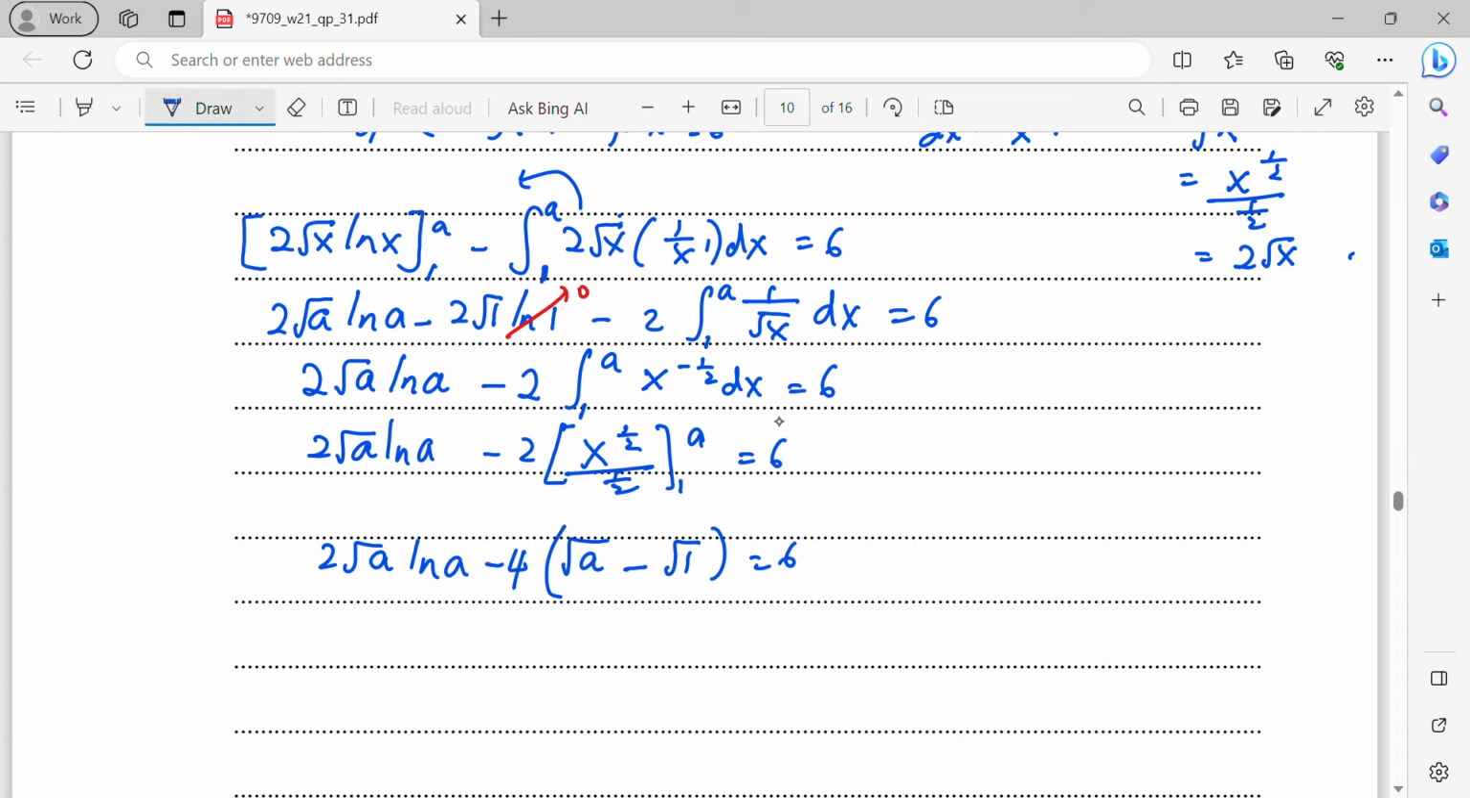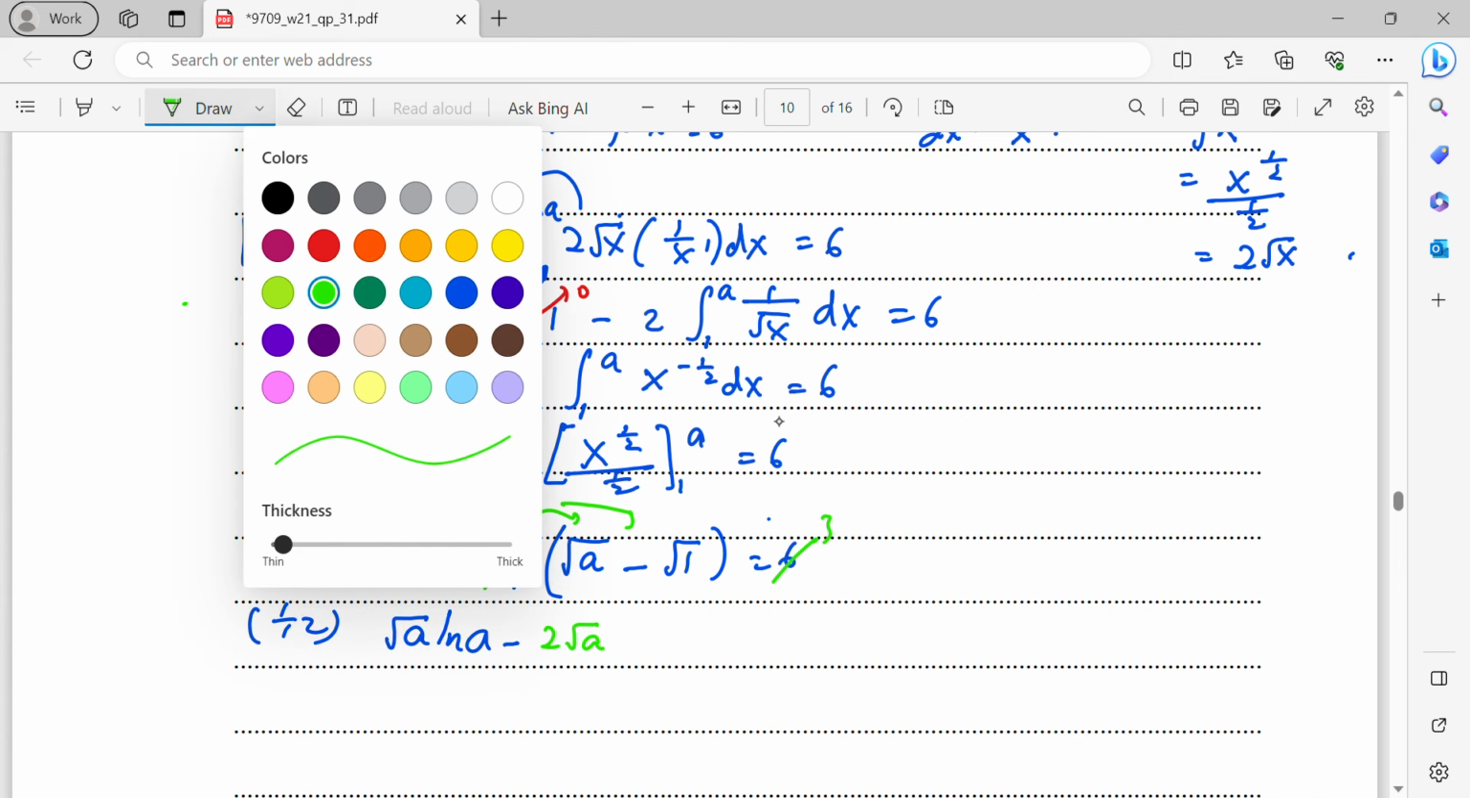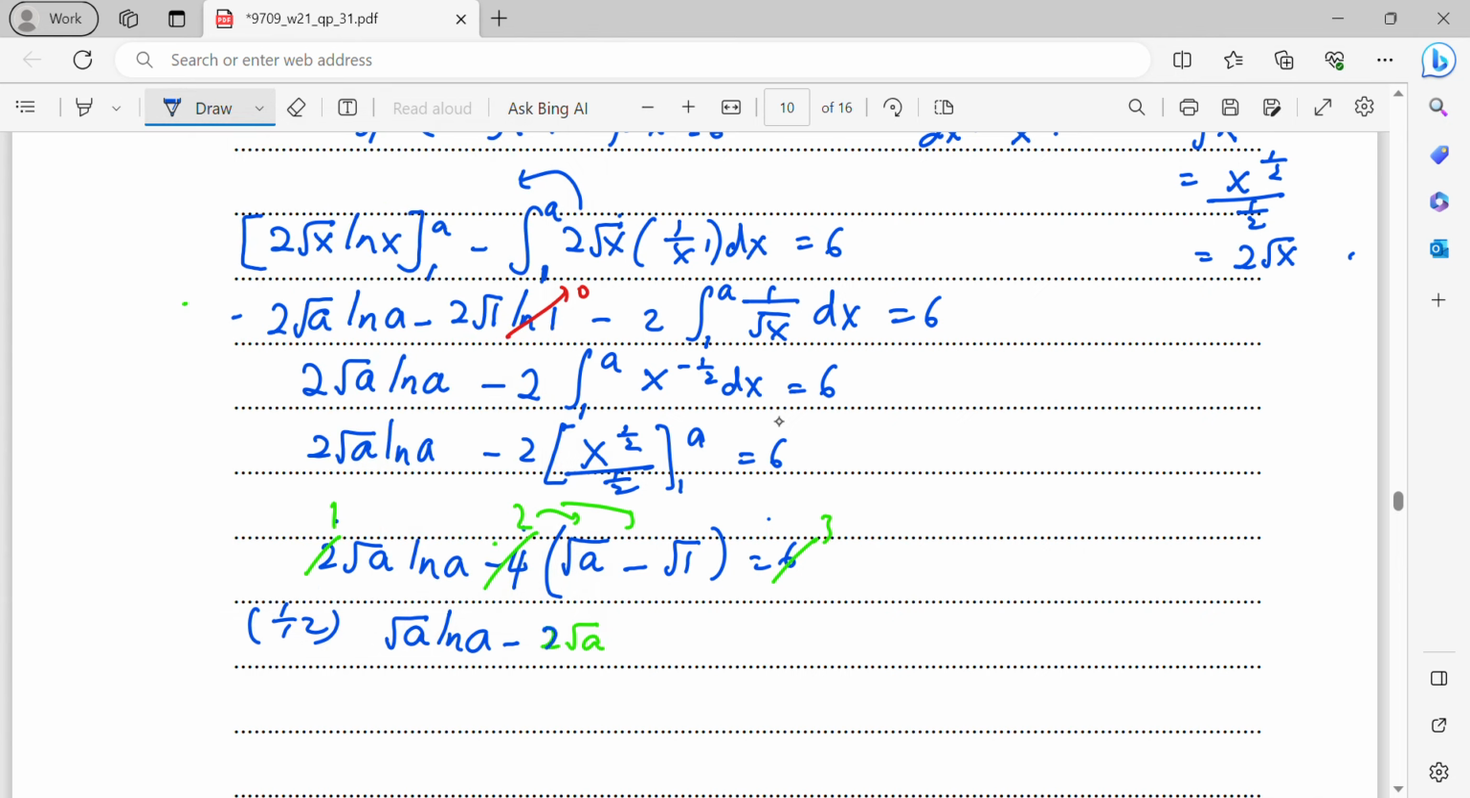Okay, and then now you have 2, you have 4, you have 6. So you can divide the whole equation by 2. Then square root a ln a minus, this is 2. So this one becomes 2, this one becomes 3, this one becomes 1. Then these 2 times in together with the minus in front. So I will get negative 2 square root a, negative 2 times negative 1 is plus 2, then equals to 3.